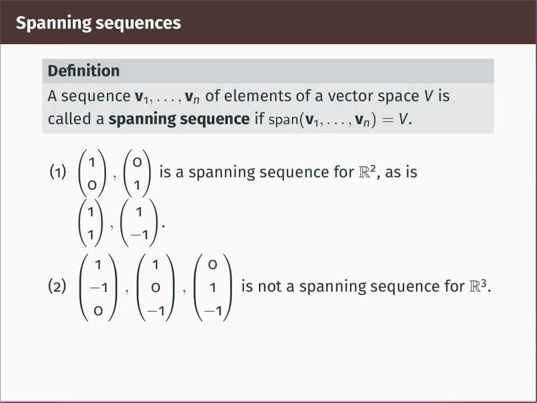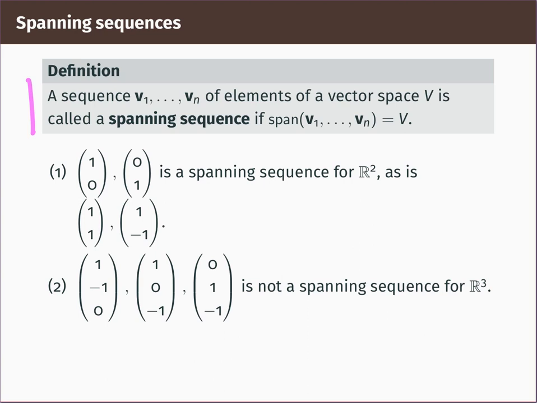So we're finally ready to define a spanning sequence. Here's the definition. A sequence of elements in a vector space V is called a spanning sequence if the span of v1 up to vn is all of the vector space V. And we've now seen several examples of these, so I'm just going to recap them. First of all, our very first example of a spanning sequence, actually we did C squared, but the same argument would tell you that 1, 0 and 0, 1 were a spanning sequence for R squared. And we also did some work to show that the sequence 1, 1, 1, minus 1 was a spanning sequence for R squared. We proved that the span of 1, 1 and 1, minus 1 was equal to R squared.